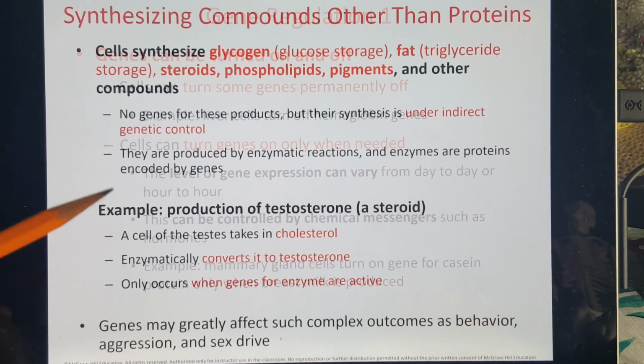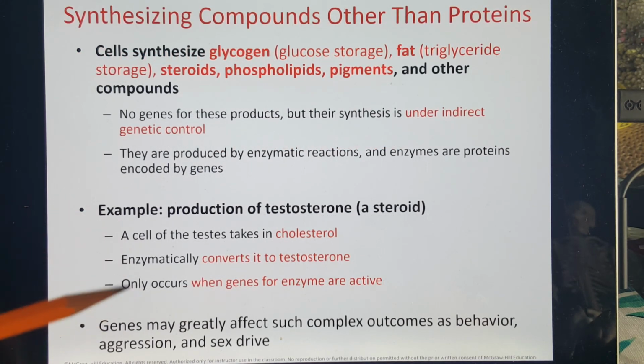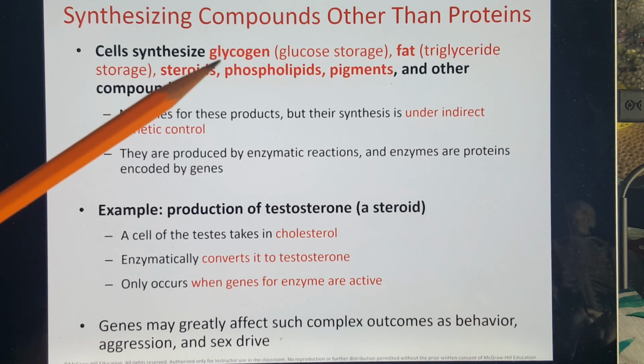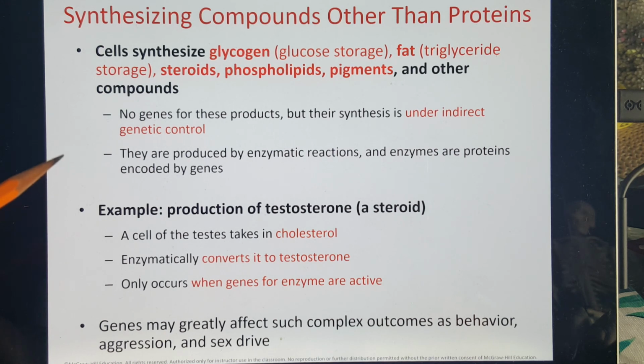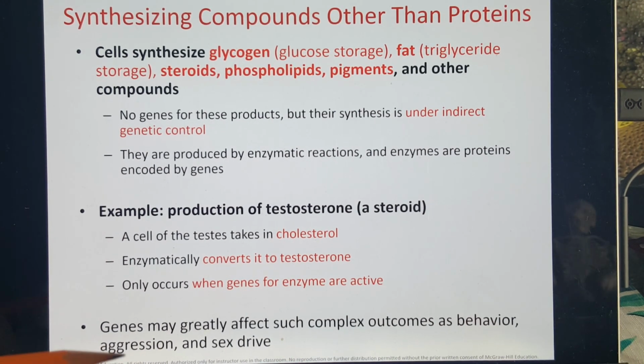Okay, genes can be turned on and off, just depends on what you need. Sometimes other stuff that is made in your body, like glycogen, storage of glucose, making of your triglycerides, which is your fat, making other stuff, even though there isn't a gene for it, there's usually a gene for a protein that's the enzyme that you need in order to do that. And so your product kind of has some gene control, but not directly.